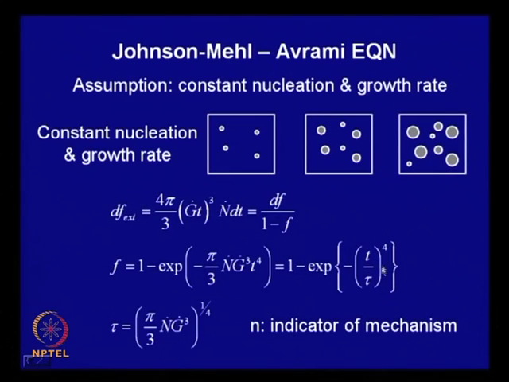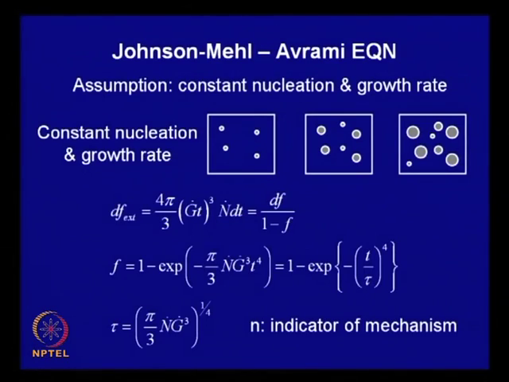Now, look at this: earlier we got exponent 3, here we get exponent 4. That means this n is an indicator of the mechanism. It helps you verify the assumption that is followed, that it follows the transformation process. So, if you try to build up this kind of equation, knowing some physical concept, it is possible to get a deeper insight into the process kinetics.